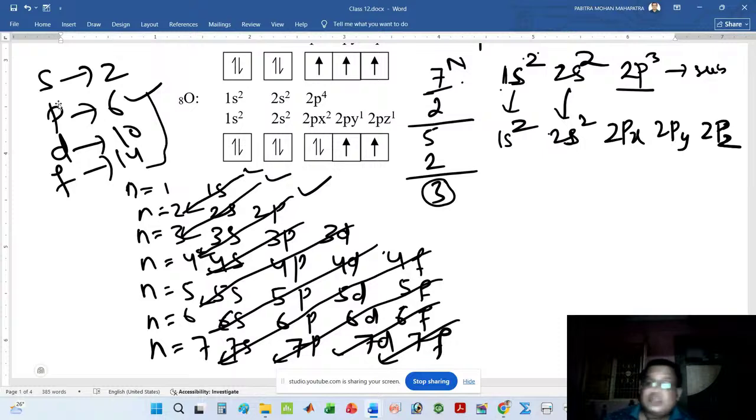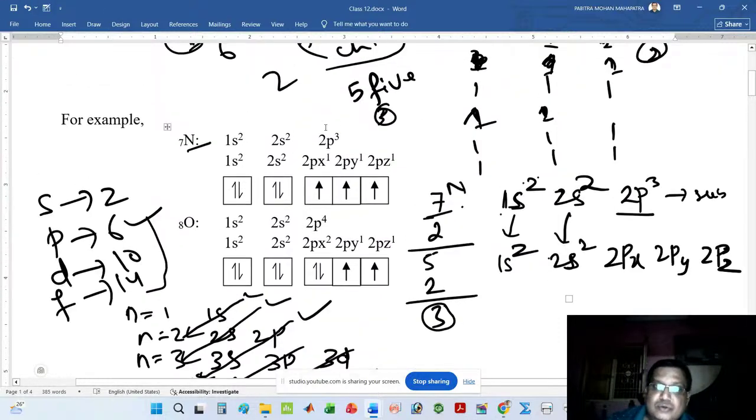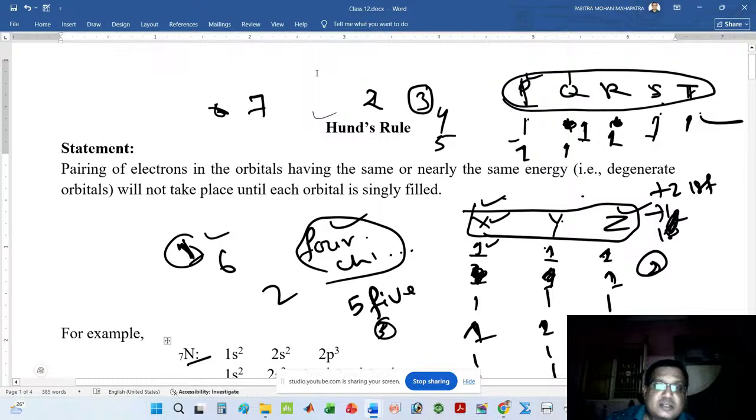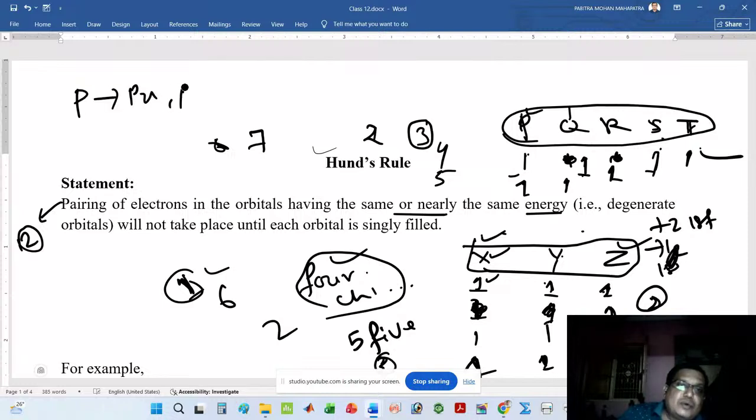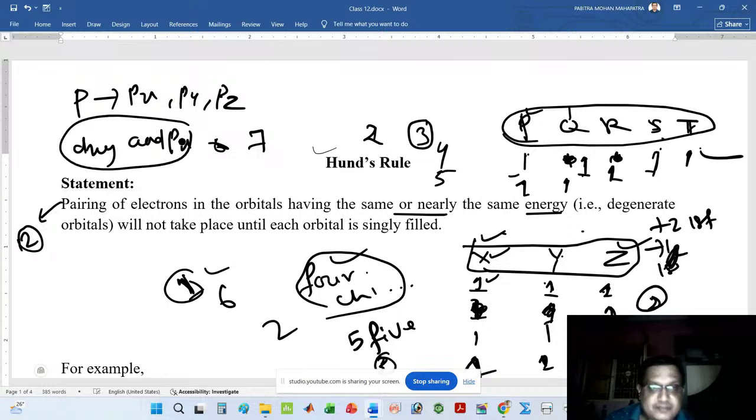So, what is the statement of Hund's rule? Pairing means two electrons in an orbital. Pairing of electrons in orbitals having the same or nearly the same energy. Think about the orbitals of a particular subshell: px, py, pz. Don't think about dxy and px. No, these two orbitals are in different subshells and they also have different energy. You can think about px, py, pz simultaneously.